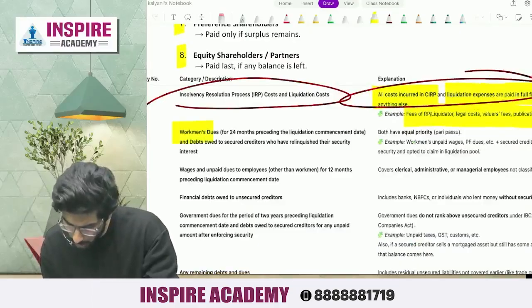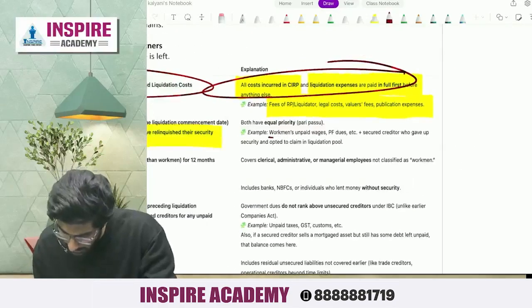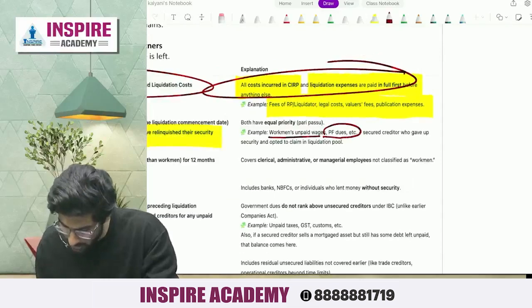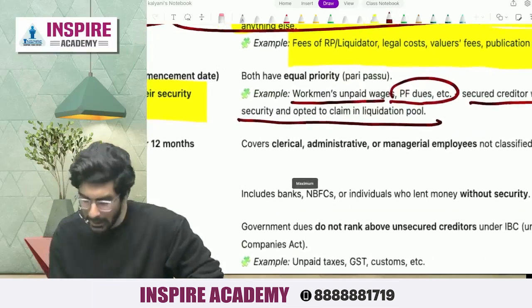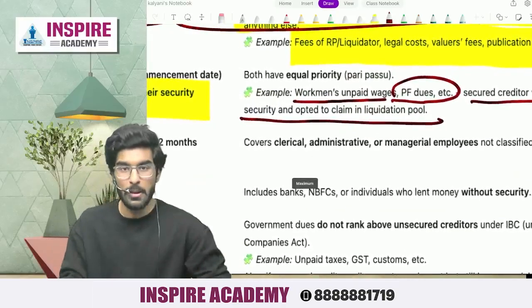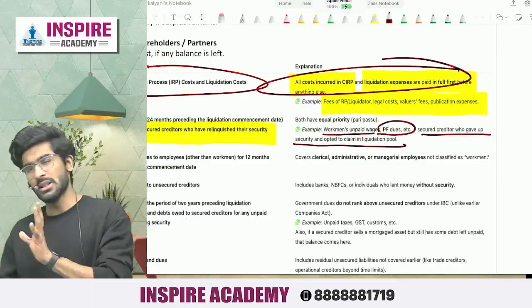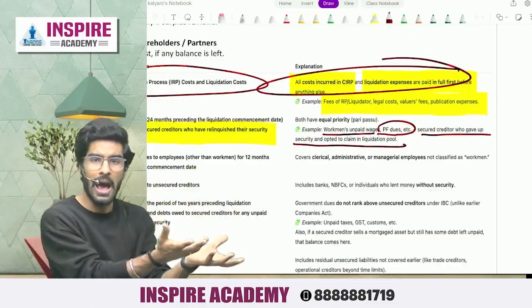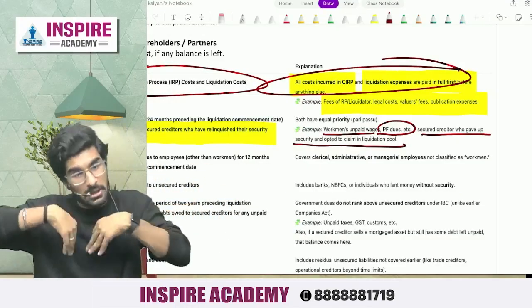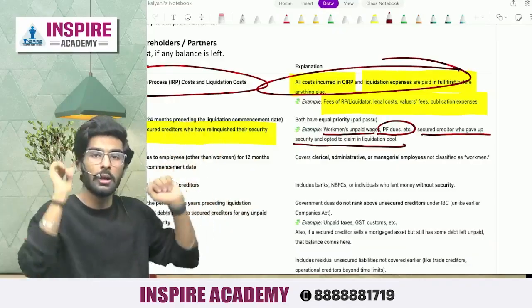So workmen dues and debts owed to secured creditors who have relinquished their security interest. Example, let's understand, people. Workmen's unpaid wages plus provident fund dues plus secured creditors who gave up security and opted to claim in the liquidation pool. He has chosen a bigger choice. He has got a very big heart. He told the liquidator that, buddy, I cannot sell this bottle. I don't have time. So what you do is you sell this bottle and you sell all the assets that you have in the liquidation estate, and then please keep us as a preference. Please pay us along with all the stakeholders.